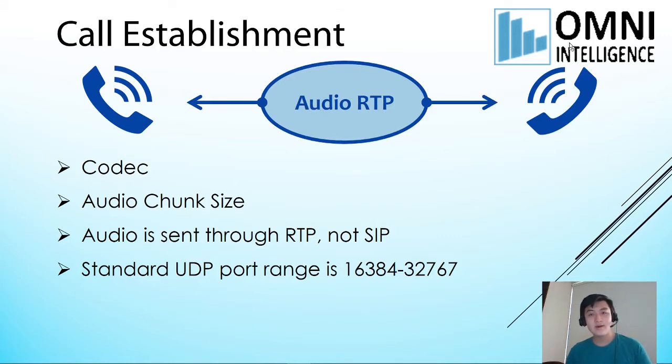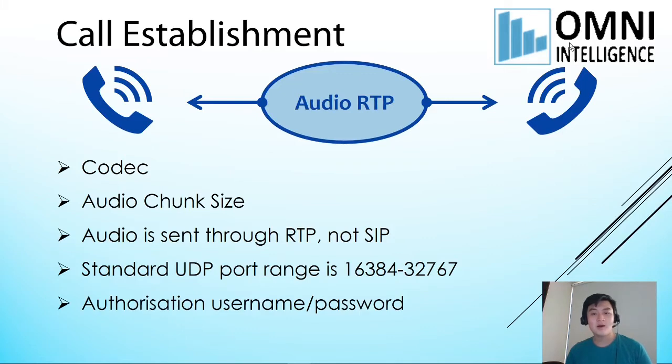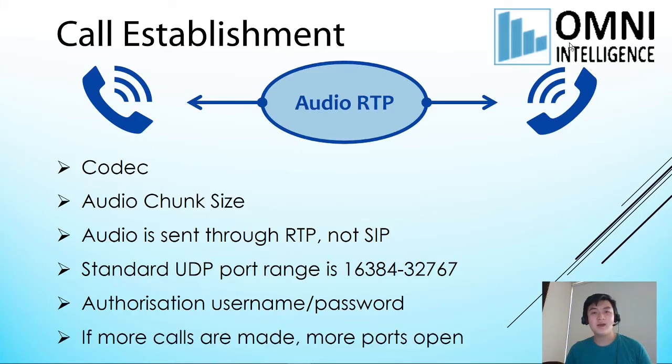They will also require an authorization username and password if authentication is enabled on the SIP server. Once that is complete, Alice and Bob can begin sending and receiving audio packets to each other via the port. The reason we might have multiple ports is Alice can have multiple calls at the same time. For example, Alice might be talking to Bob while having another call on hold with somebody else. So this is a very typical scenario in contact centers.